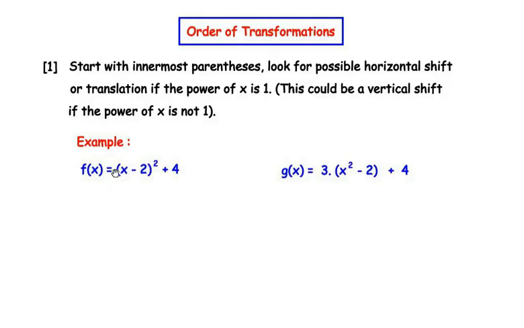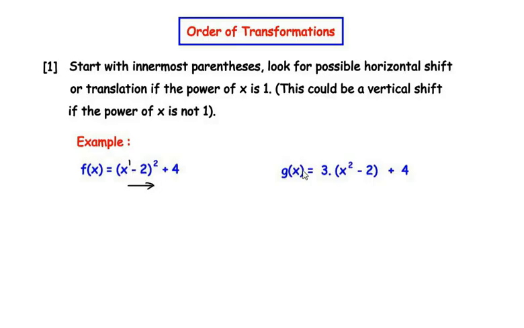So the function f of x is given as (x minus 2) the whole squared plus 4, and the function g of x is given as 3 times (x squared minus 2) plus 4. Before we begin with any transformation, we have to first start with the parentheses. In f of x the parentheses is x minus 2, and in g of x inside the parentheses we have x squared minus 2. So in the first function, the power of x in the innermost parentheses is 1. This is x minus 2 within the parentheses where the highest power of x is 1. Then we have to go for horizontal translation. That is, we are going to translate this function towards the right by 2 units.